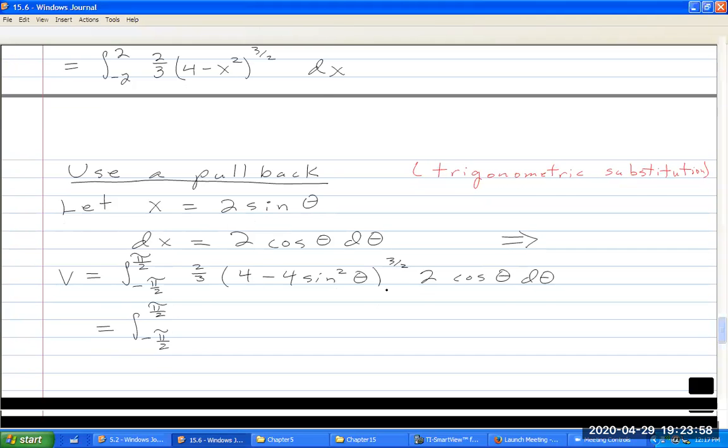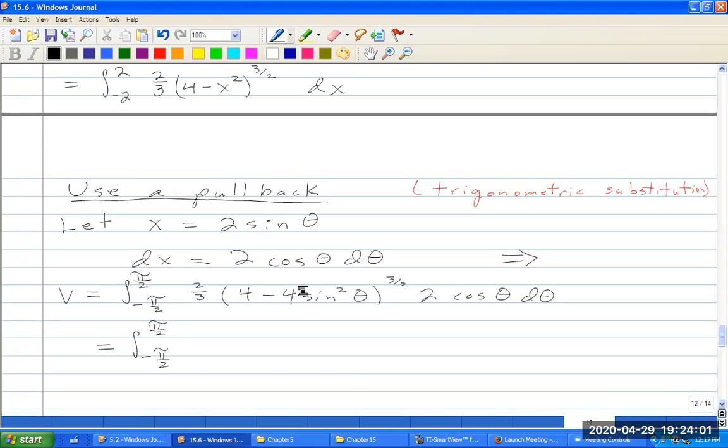So, sorry about that. It blanked out for a second. I can factor out a 4. The square root of 4 is 2. 2 cubed is 8. Times 4 is 32, over 3. 1 minus sine squared is cosine squared to the 3/2 is cosine cubed times cosine is cosine to the 4th. And so this whole thing just becomes some constant times cosine to the 4th.